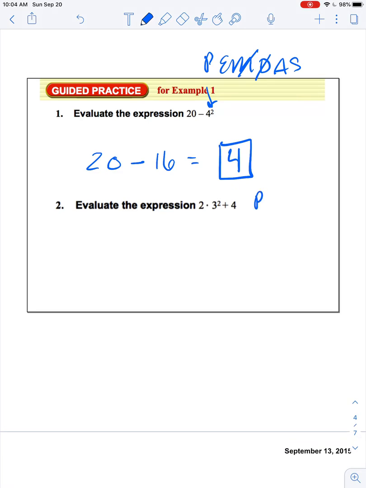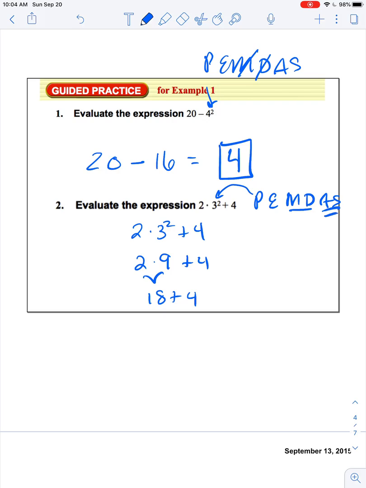Same thinking. You might be tempted here to take 2 times 3, but if you look at our order, we have to think parentheses, no, exponents, yes. So this gets done first. So 2 times 3 squared plus 4 becomes 2 times 9 plus 4. Do we have multiplying and dividing? Yeah, we have multiplication, so this becomes 18. Then we move on to addition and subtraction. That becomes 22.